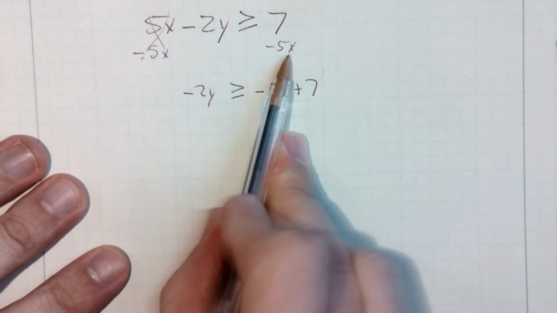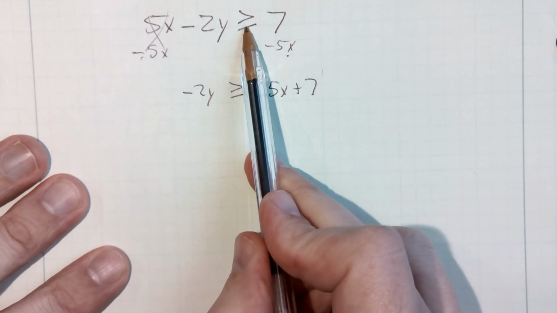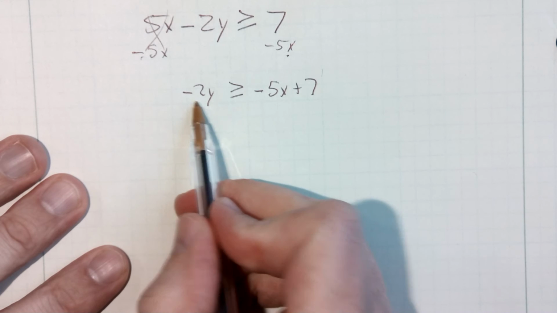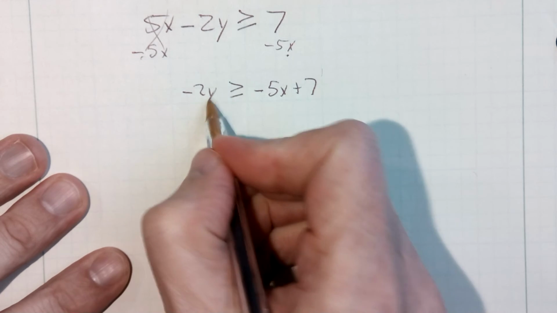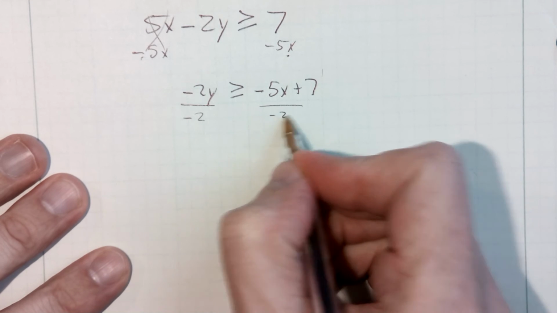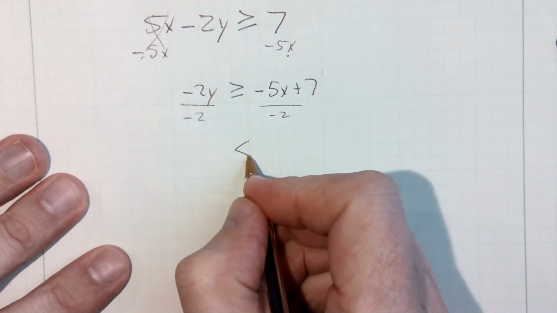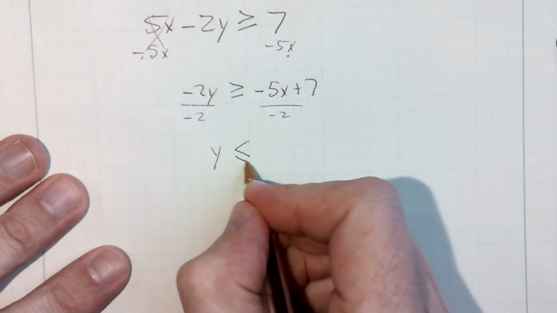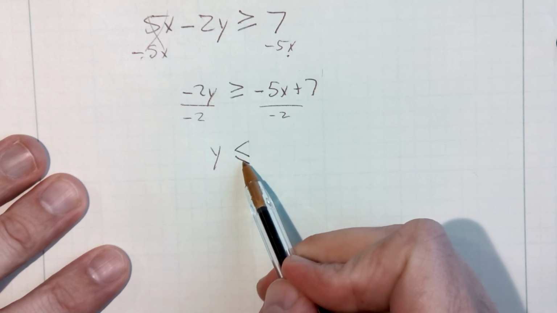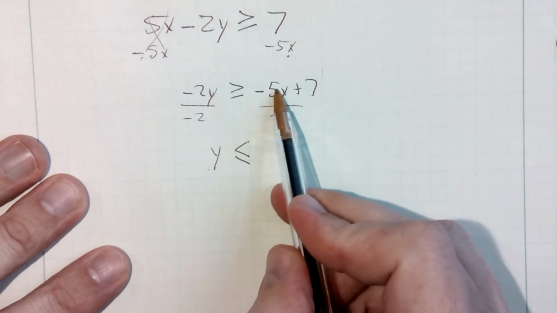Now I subtracted 5x. I wasn't multiplying or dividing. I can subtract any quantity, and this inequality symbol doesn't change. But now I need to get rid of this negative 2 that's sitting in front of the y. I need to do that by dividing by a negative 2. If I divide by a negative 2, then this inequality is going to flip. And I'm going to have y is less than or equal to. I don't remove the equal sign, I just flip it. So now the left side is less than, rather than the right side being less than.